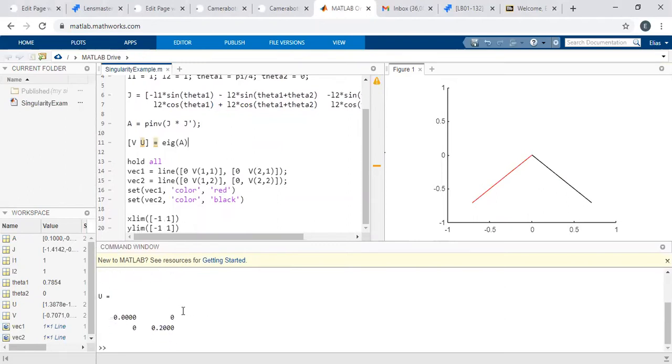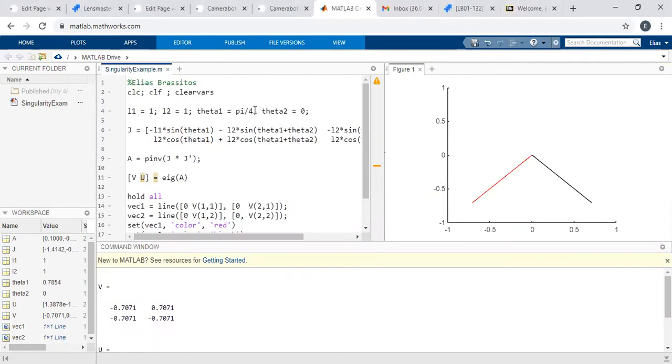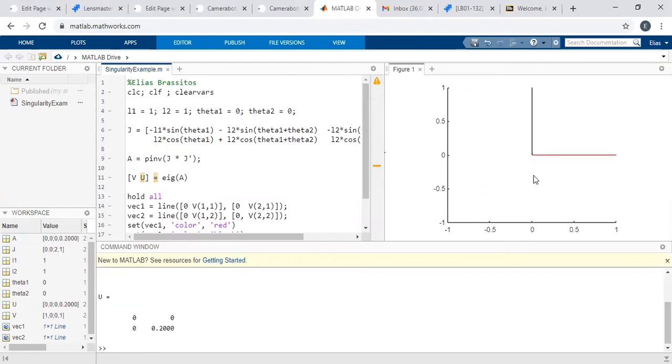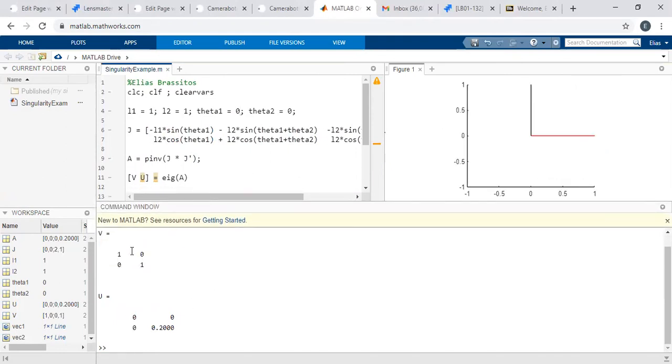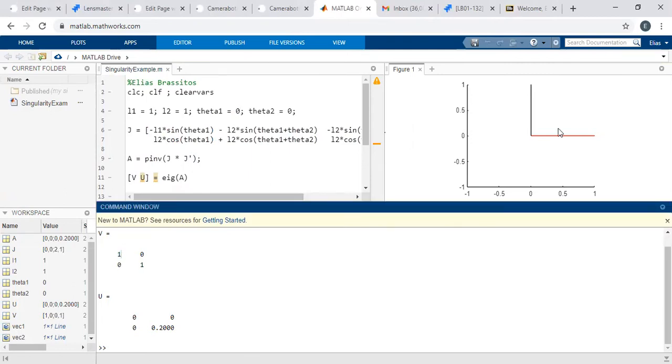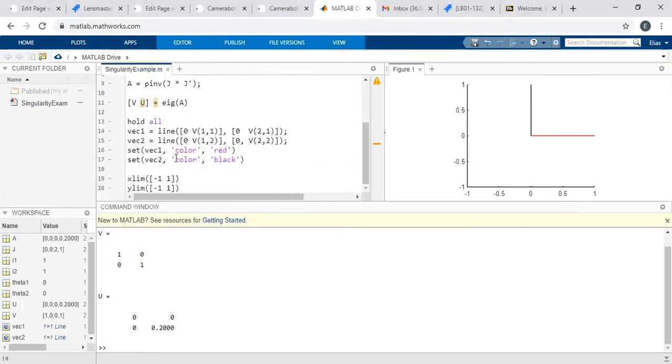Okay, let's see. Let's actually begin at 0, 0, because we've already run that. If I'm at 0, 0, what do you think is going to happen? My V, which is my eigenvectors. So the first eigenvector, the first unit vector, is shown here in red. I'm plotting the first eigenvector in red and the second one in black.